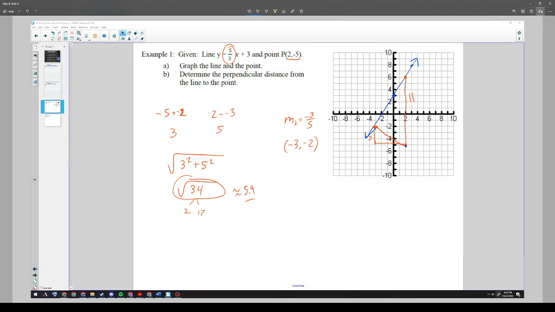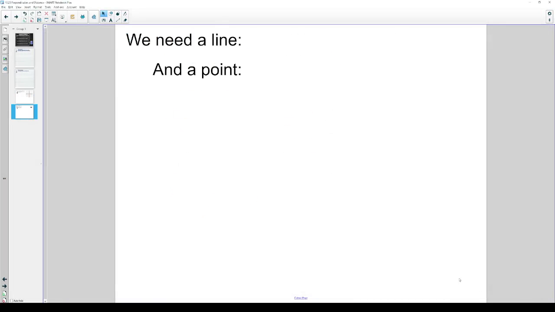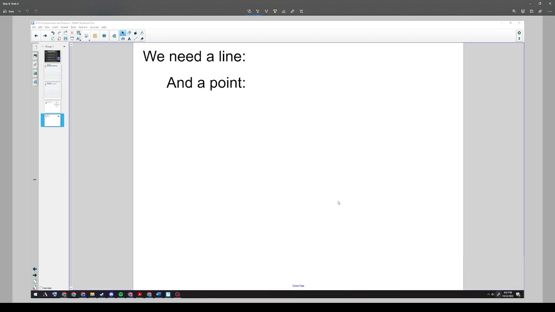All right, so let's look at another example. I'm just going to make up a line and a point, so this one is pretty much guaranteed not to come out to nice even numbers.